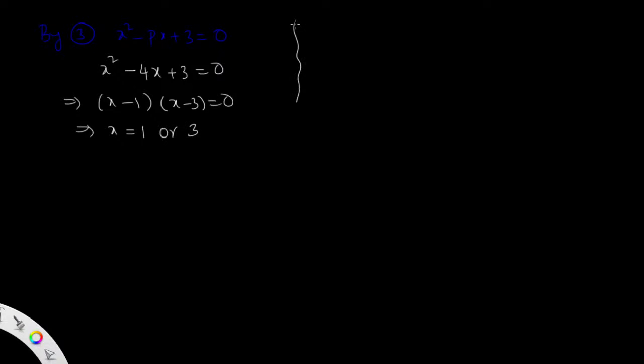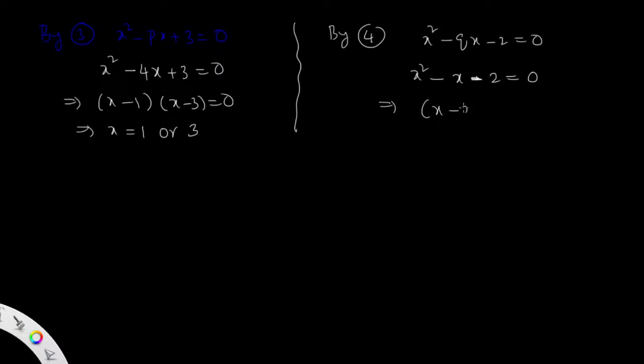And similarly, the fourth equation: x square minus qx minus 2 equal to 0. We got the value of q as 1. So x square minus x minus 2 equal to 0. That implies (x minus 2) into (x plus 1) equal to 0. Then x equal to minus 1, 2.